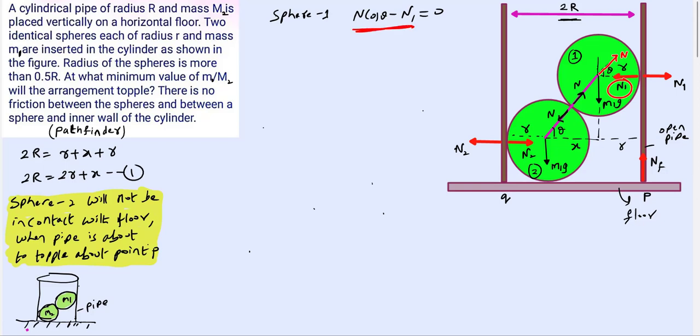Similarly, N sin theta will balance this weight. So from these two equations, we can write cot theta equals N1 by M1. Then the net torque about point P should be zero. What about, sir, the weight M2g of the pipe, it is not shown? Somewhere it should act here.